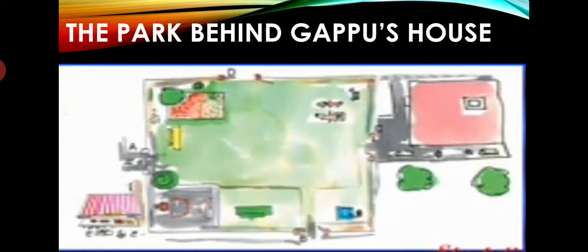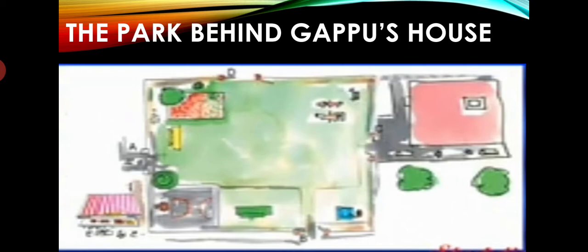Next, on page number 57, the park behind Gappu's house. Do you remember the park behind Gappu's house? Here is a bigger picture of that park. Look at it carefully and answer the questions. You can see the park. Look at the park very carefully.